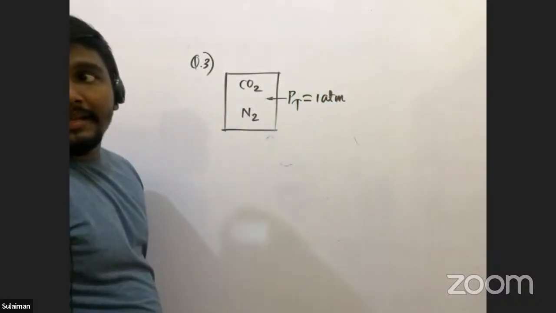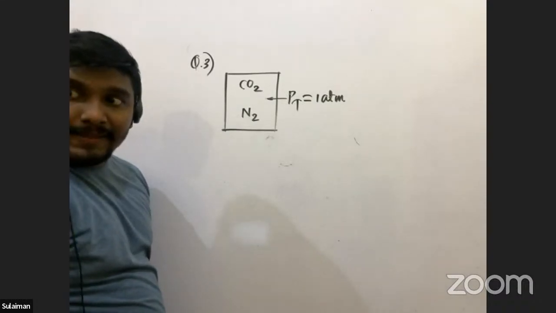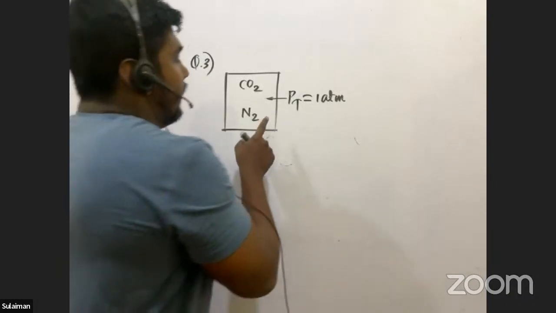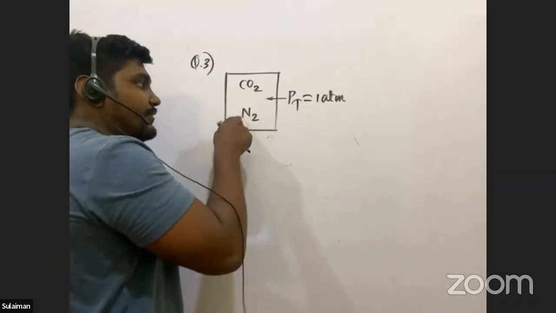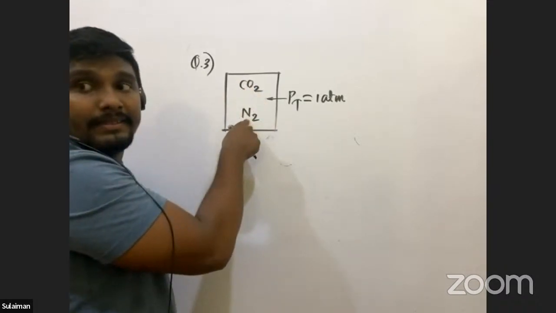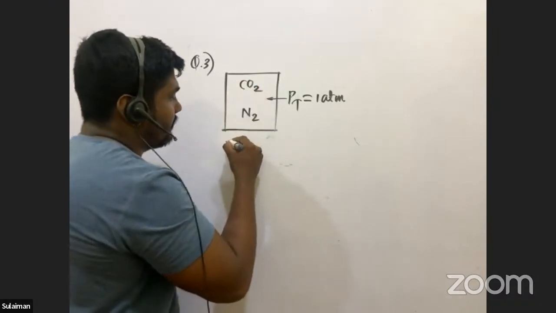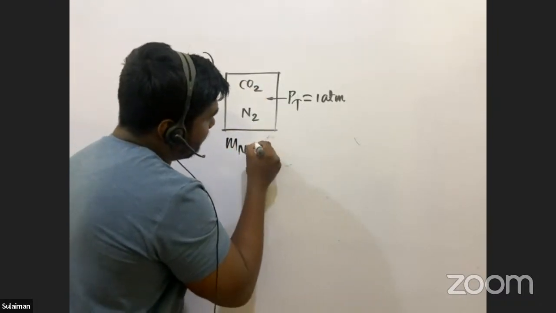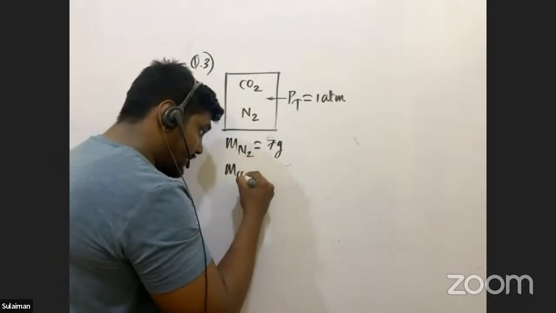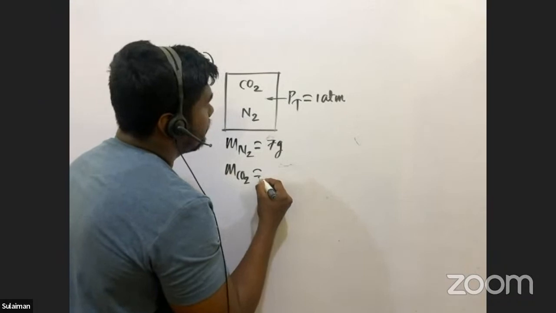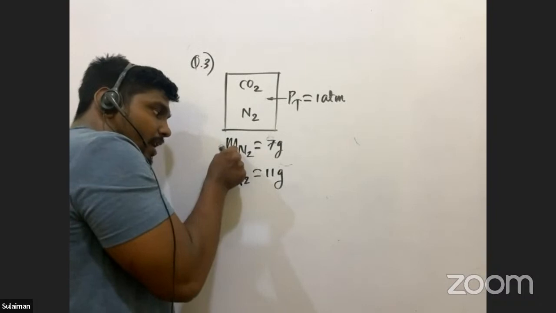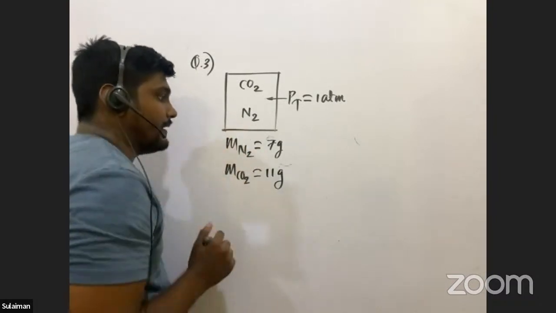Okay. Then they say that mass of carbon dioxide and nitrogen are 7 grams and 11 grams respectively. It should be changed actually. Mass of nitrogen and mass of carbon dioxide are 7 grams and 11 grams respectively. Mass of nitrogen gas in this container is 7 grams. Mass of carbon dioxide in this container is 11 grams.